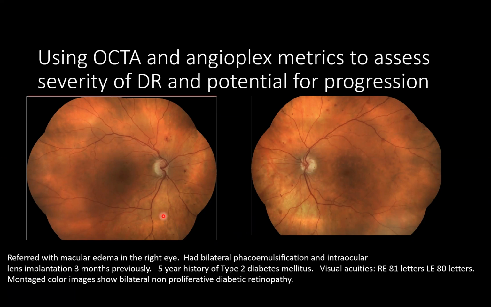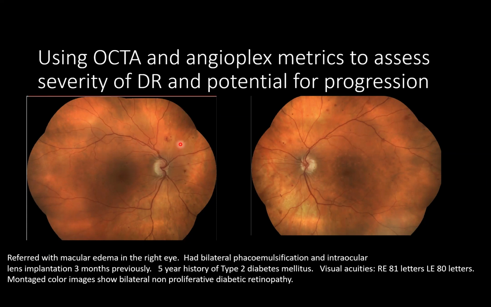Taking all of these issues in hand, we will see how we use it in patients, such as this patient with diabetic retinopathy. This patient was referred with macular edema in the right eye and previously had bilateral phacoemulsification and intraocular lens implantation 3 months previously. There is a 5-year history of type 2 diabetes mellitus, and the patient has very good vision, with 81 and 80 letters on a 6-meter chart.